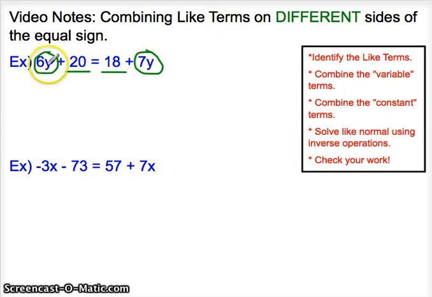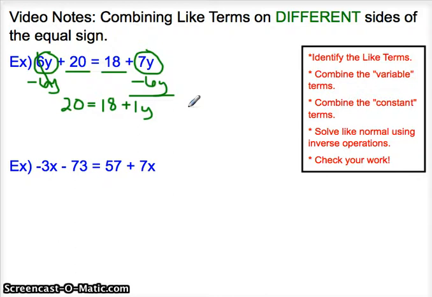Now I'll begin by moving 6y over to 7y so that I can combine them. Since the equal sign is in between, I have to do the opposite of a positive 6y, which is to subtract 6y from both sides. My 6y's cancel out. Now I need to bring down all the other information. 20 equals 18, and now I need to combine my like terms. 7 minus 6 equals a positive 1y.